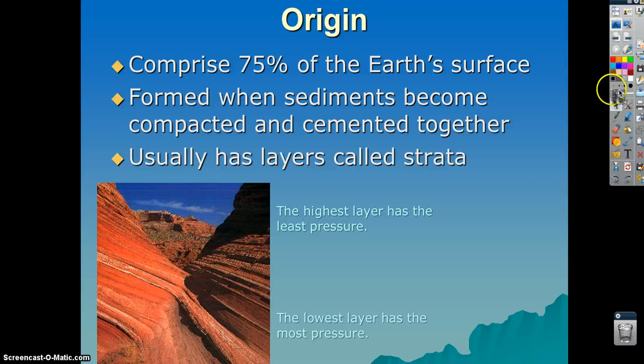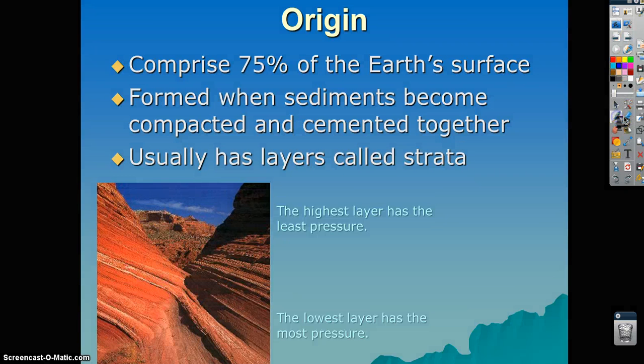So chances are, if you go outside and pick up a rock, it's probably going to be sedimentary, because 75% of the rocks on Earth's surface are sedimentary. Okay, now, like I said before, they're formed when sediments become compacted and cemented together. Compacted means they get squeezed.